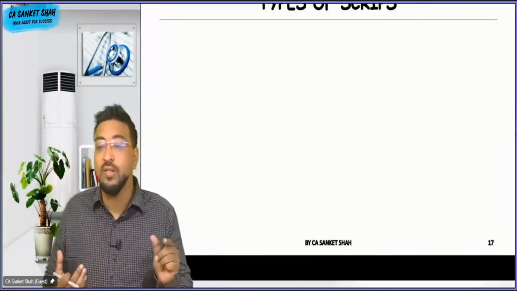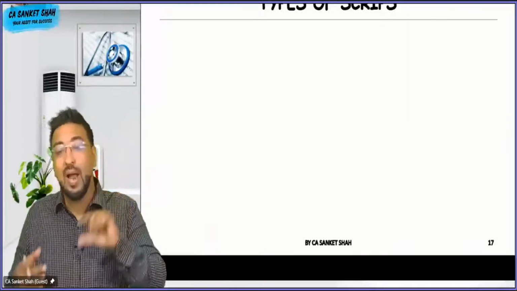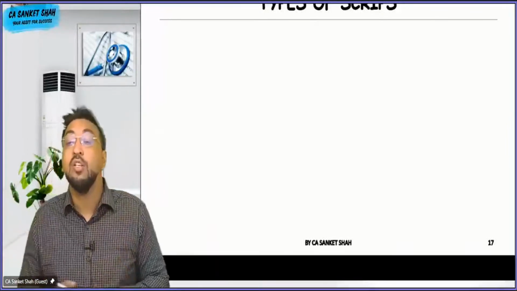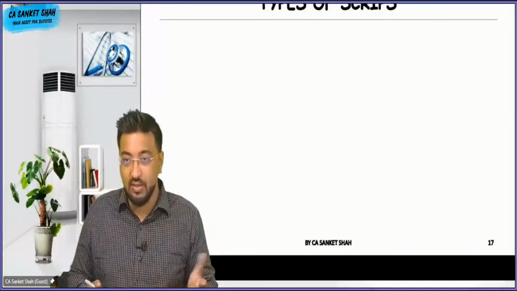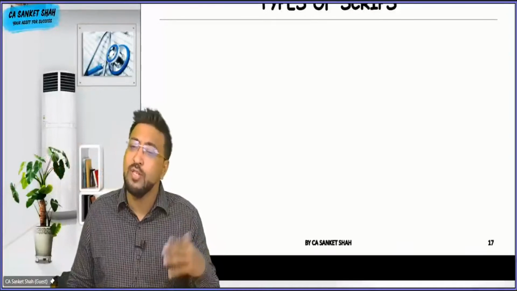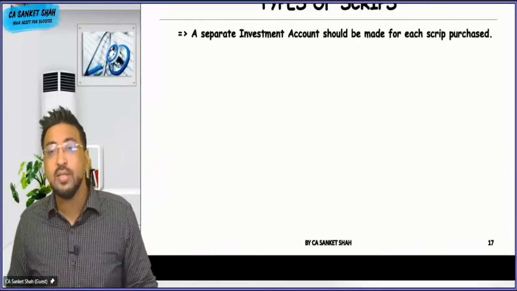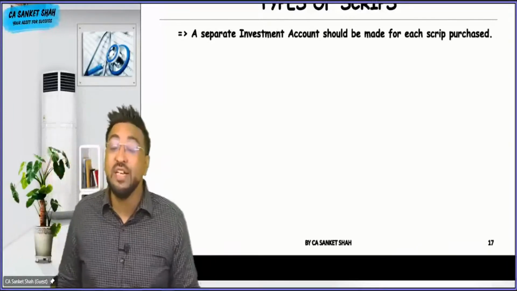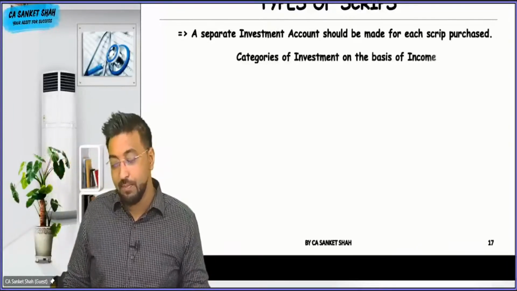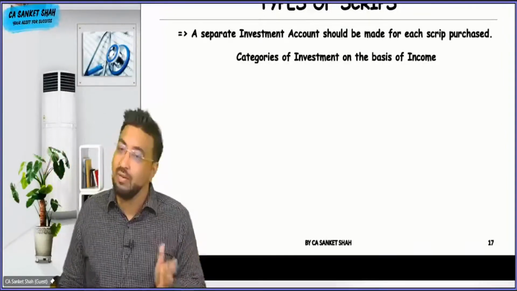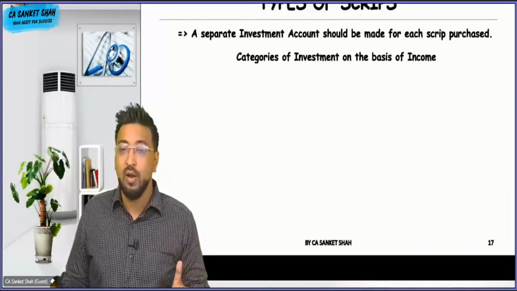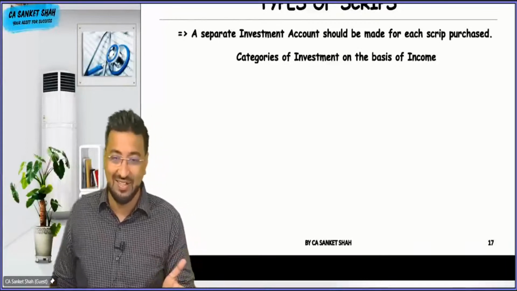So script word is used for bonds, or better, it is used for shares or debentures. So script is a common word. In simple language, it is security. So a separate investment account for each script. Suppose I have Reliance shares, Reliance will show separately. Suppose I have Adani shares, Adani's shares will show separately.